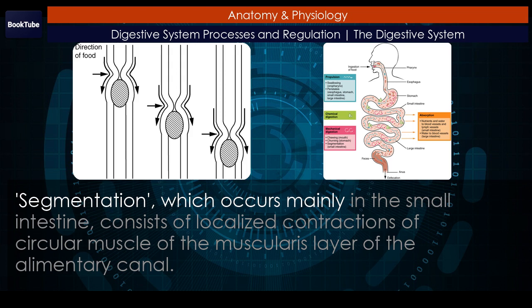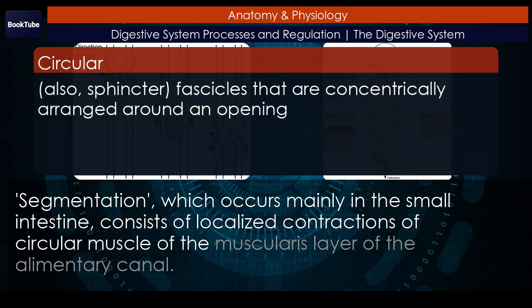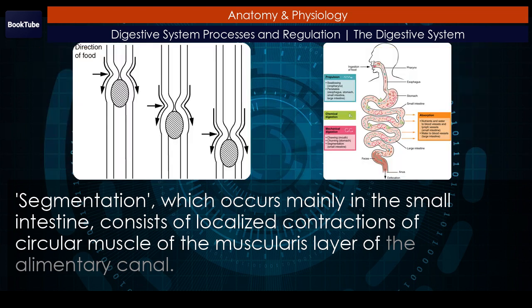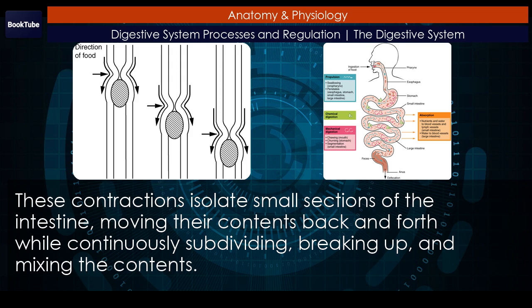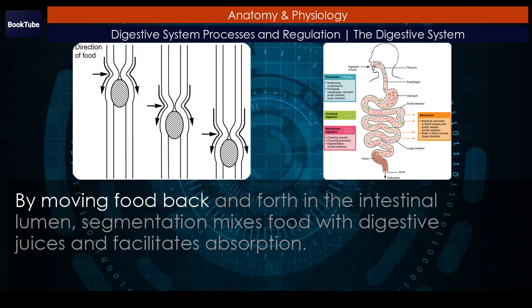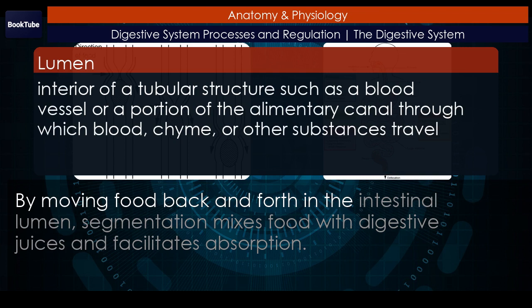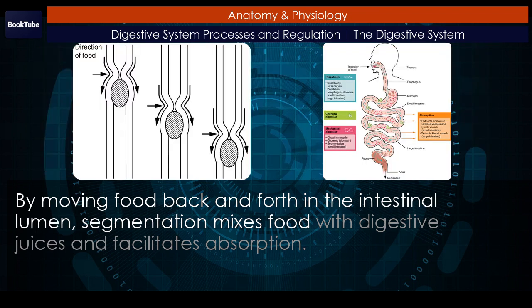Segmentation, which occurs mainly in the small intestine, consists of localized contractions of circular muscle of the muscularis layer of the alimentary canal. These contractions isolate small sections of the intestine, moving their contents back and forth while continuously subdividing, breaking up, and mixing the contents. By moving food back and forth in the intestinal lumen, segmentation mixes food with digestive juices and facilitates absorption.